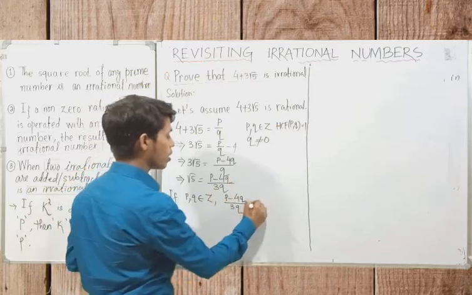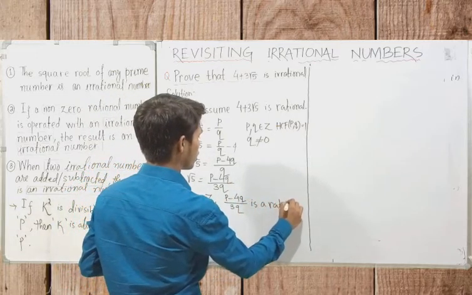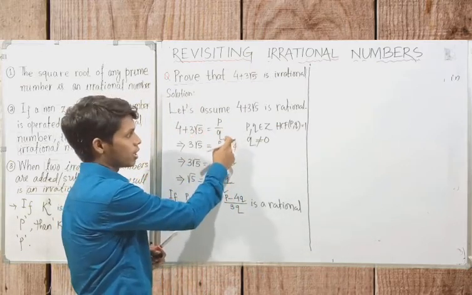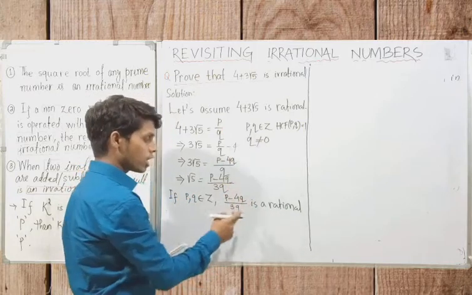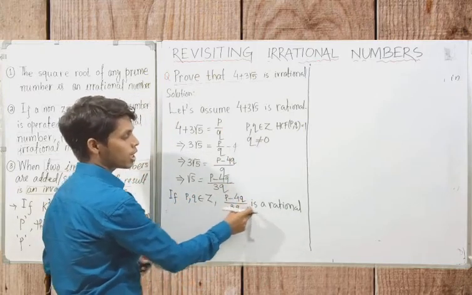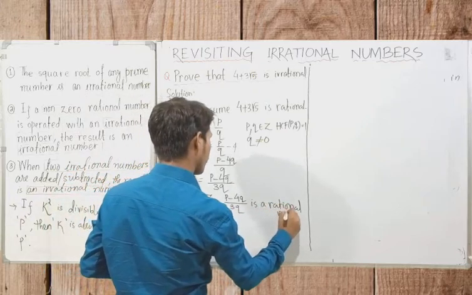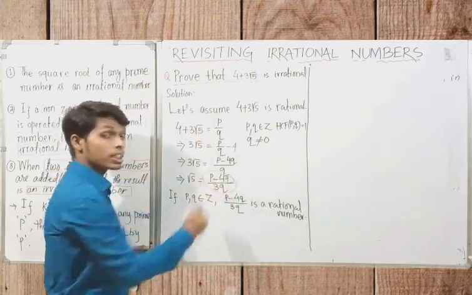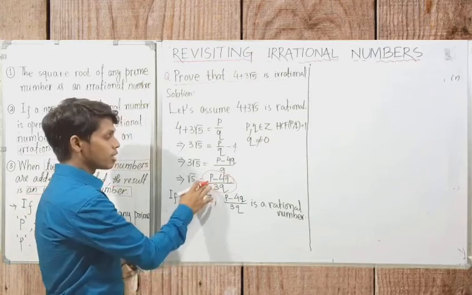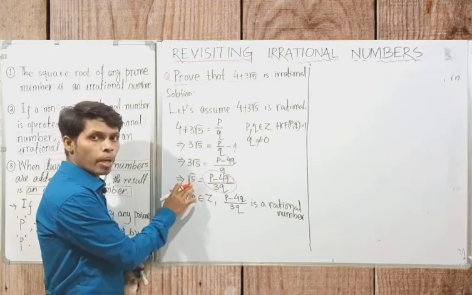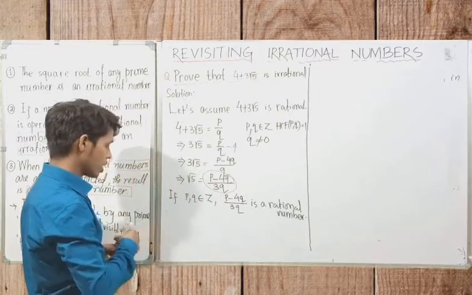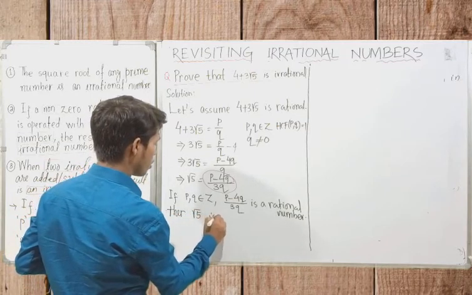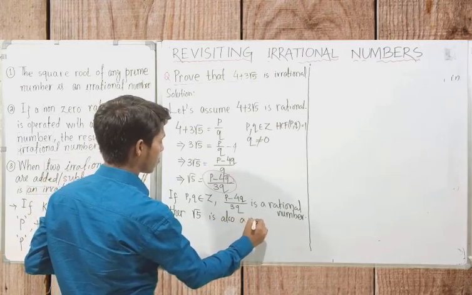Integer upon integer is a rational number. We know that a rational number can be written as an integer divided by another integer. So here P minus 4Q is an integer, 3Q is an integer, so integer upon integer is a rational number. If this part, P minus 4Q upon 3Q, is a rational number, then the value of this is equal to root 5. So root 5 is also a rational number. So let's write that: then root 5 is also a rational number.